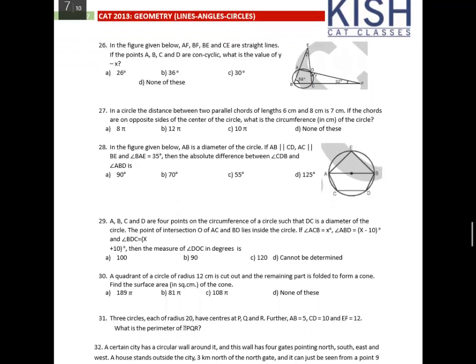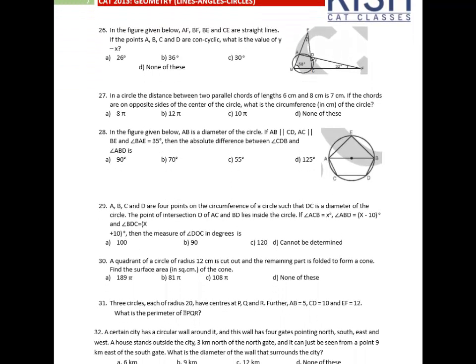Question number 26. Solve question number 26.